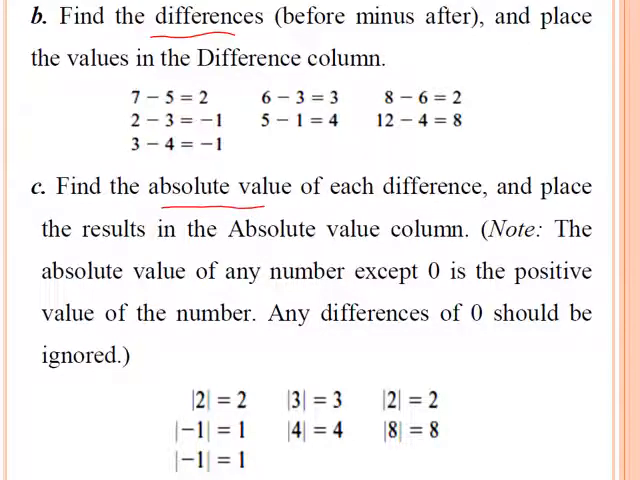The absolute value is for any number except 0. You should take care about this point. The absolute value is a positive number. Any difference of 0 should not be included. If you have a 0 value, we should ignore it. So the values will be as follows.